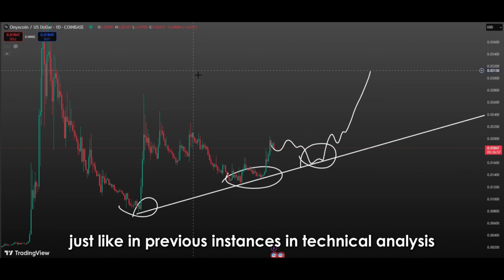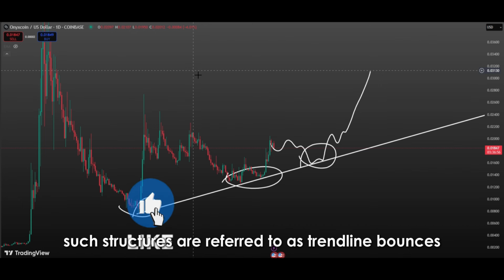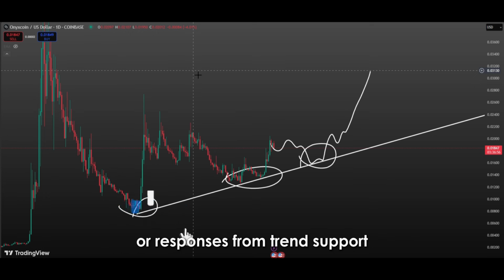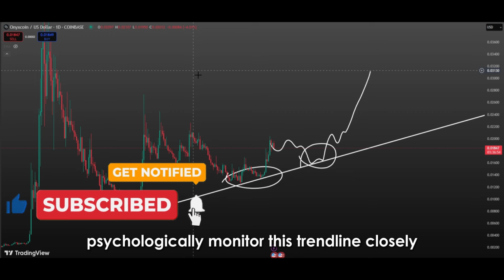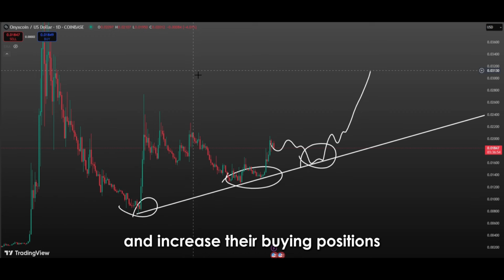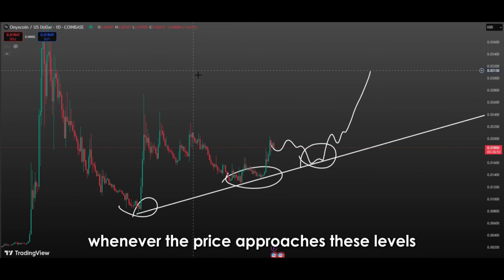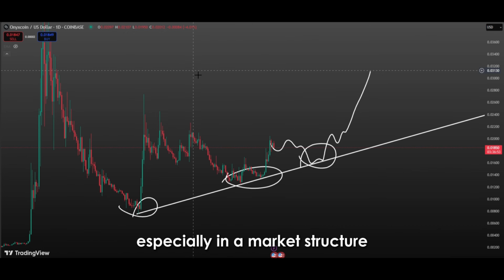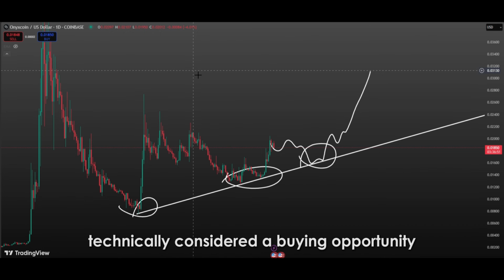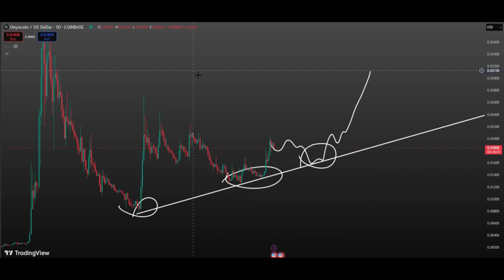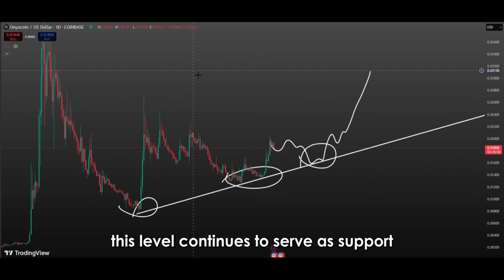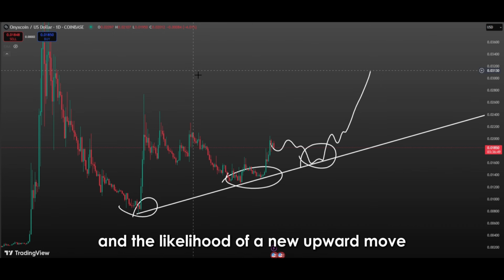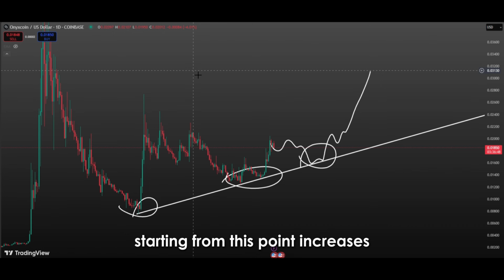In technical analysis, such structures are referred to as trendline bounces or responses from trend support. The reason for this is that many investors psychologically monitor this trendline closely and increase their buying positions whenever the price approaches these levels. Especially in a market structure where an uptrend continues, any pullback to this trendline is technically considered a buying opportunity. In other words, as long as the price touches the trendline, this level continues to serve as support, and the likelihood of a new upward move starting from this point increases.